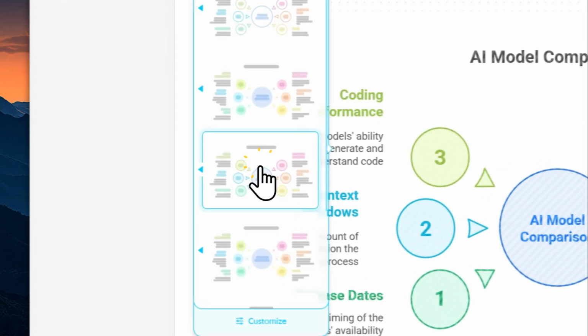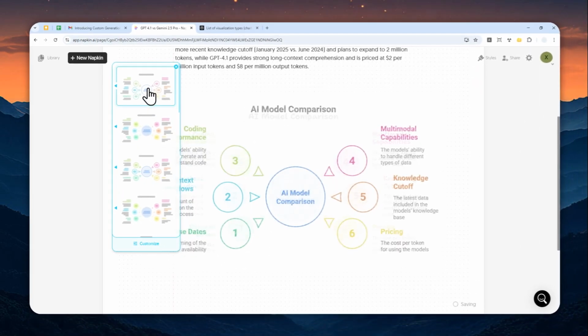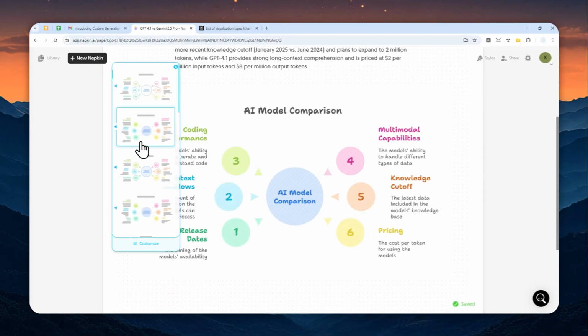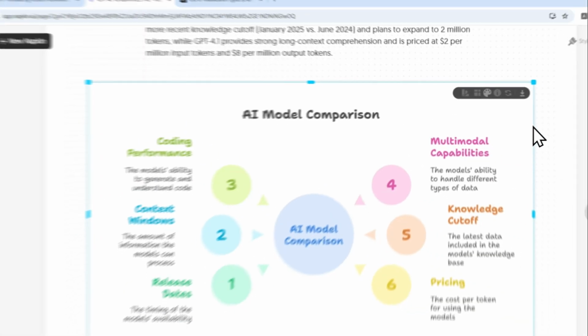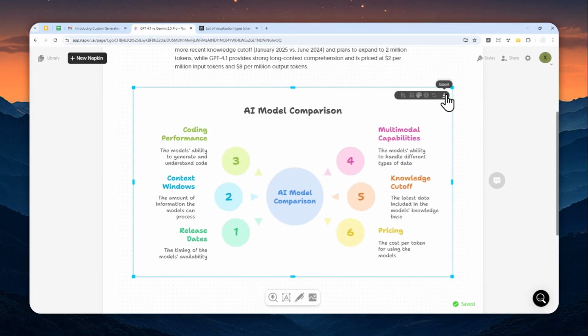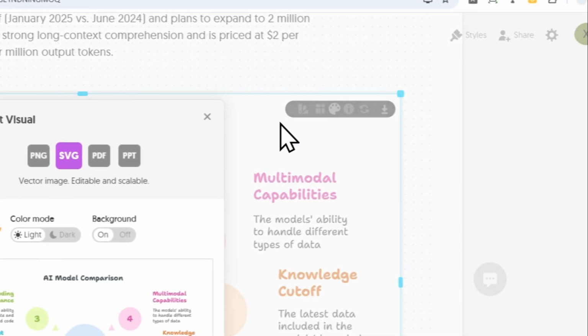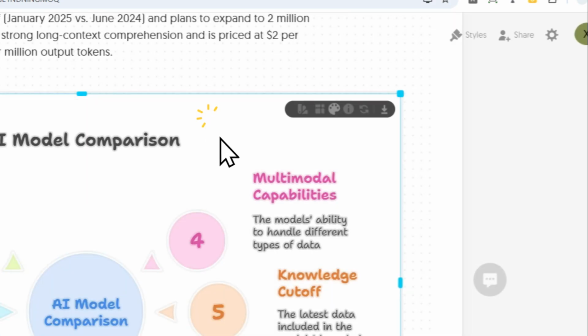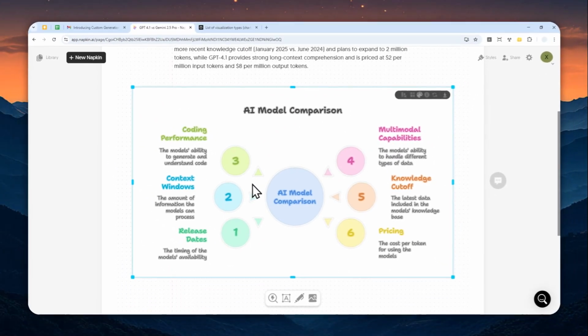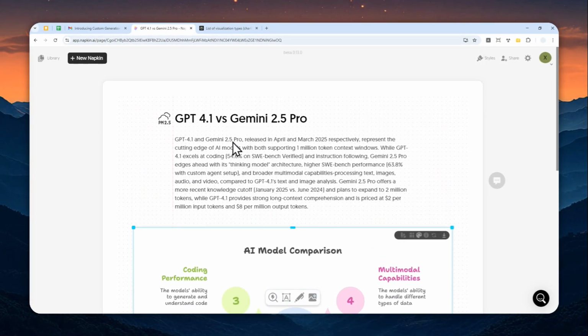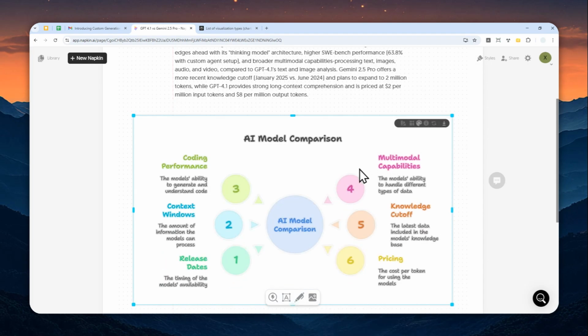Now let me select this one, and I can select some styles, or let's try this one. And there you go. Now you can download this, you can copy this to your document, you can do the adjustment, you can edit the content, change the color, etc. But that's basically how you can use the new customization feature in Napkin AI.